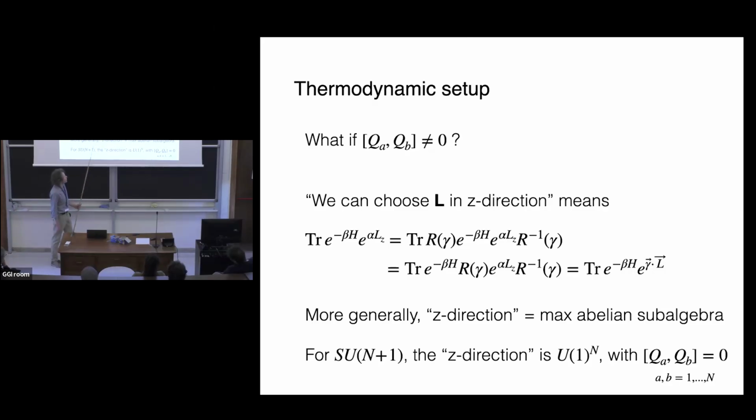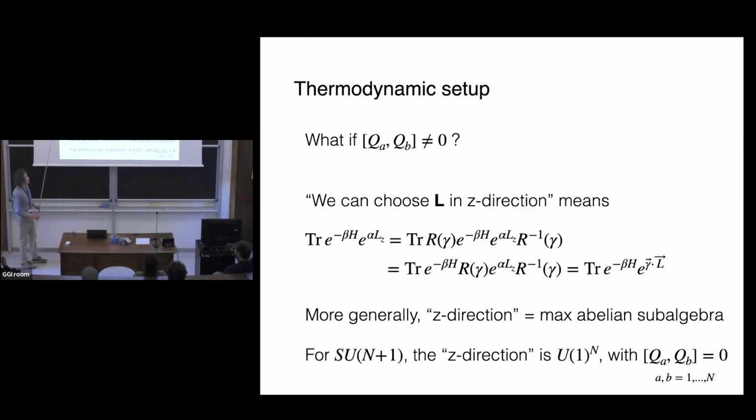a group element of rotations in an arbitrary direction, where this arbitrary direction is specified by how exactly you rotate your z direction into an arbitrary direction, specified by this rotation operator. So this is what we mean when we say let us choose angular momentum in the z direction. It is sufficient to choose it in the z direction because we don't lose anything.